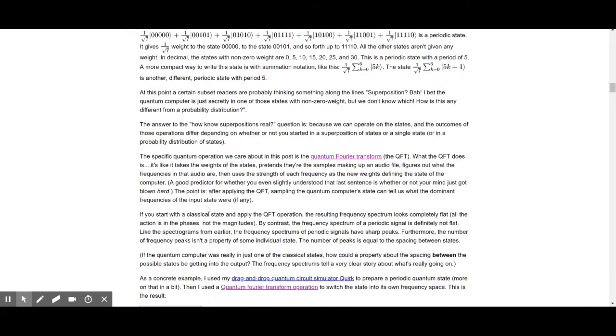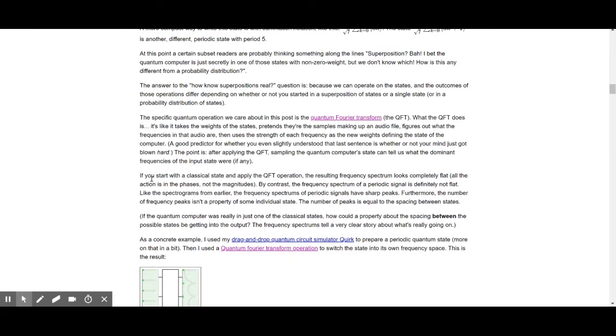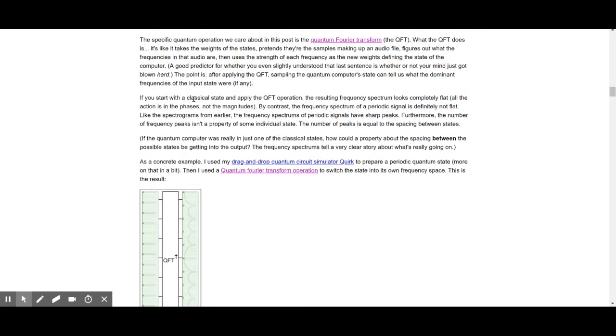A good predictor for whether you even slightly understood that last sentence is whether or not your mind just got blown hard. It's all the time being blown hard, man. If you start with a classical state and apply the QFT, the resulting frequency spectrum looks completely flat. The classical state. Okay. All the action is in the phases, not in the magnitudes. By contrast, the frequency spectrum of a periodic signal is definitely not flat, like the spectrograms from earlier.